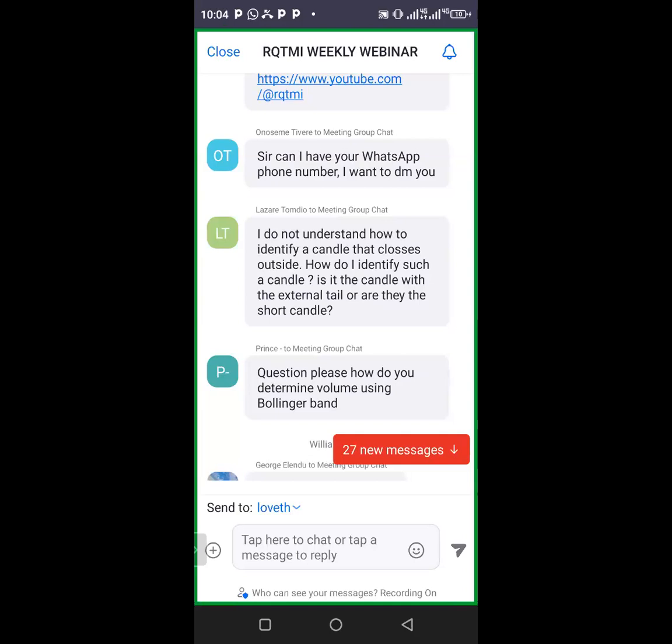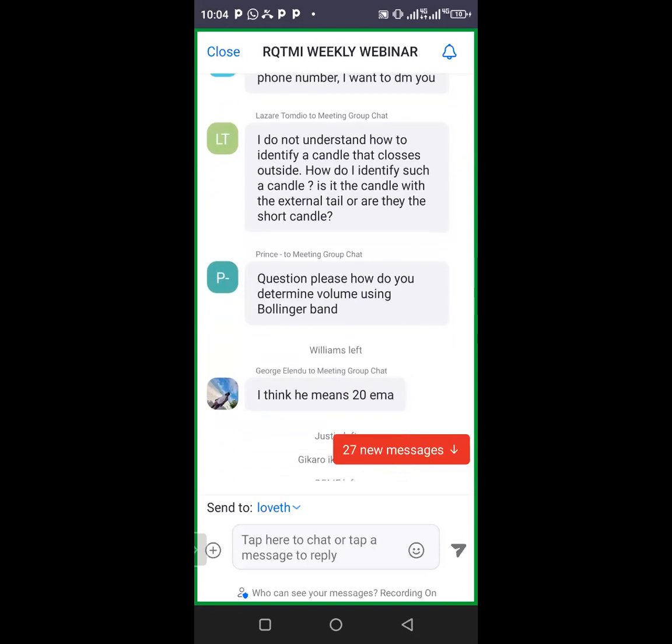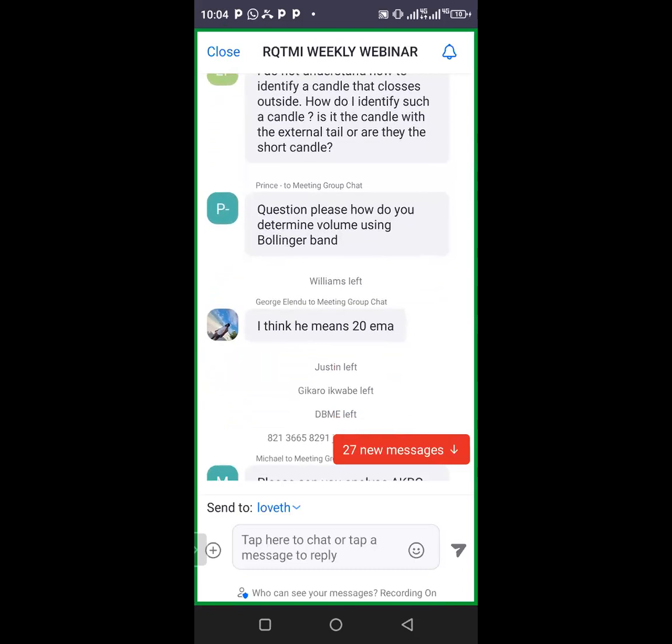Question, please. How do you determine volume using Bollinger Band? I don't understand what you mean by determining volume using Bollinger Band. Maybe you can explain. Okay, 20 EMA.